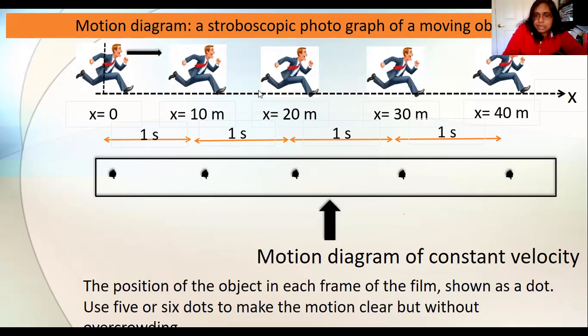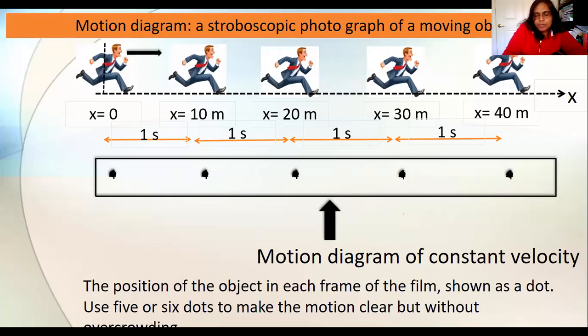That means this person has moved with a constant velocity. And I know he moved towards this direction, right? So in the motion diagram, this is the direction that the person moved. So he's moving in the positive direction. So this motion diagram represents an object that's moved with a constant velocity.